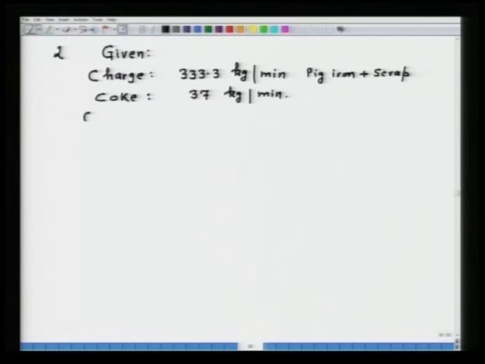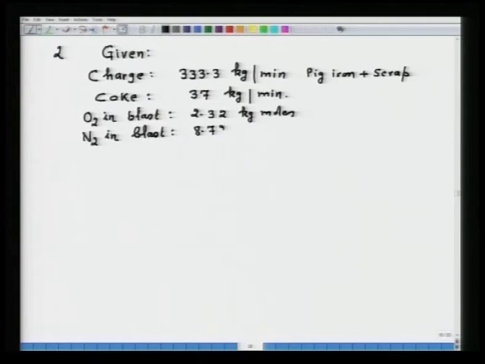Then I have to calculate oxygen in blast, and oxygen in blast, that is 2.32 kg moles, and nitrogen in blast, that is equal to 8.72 kg moles.